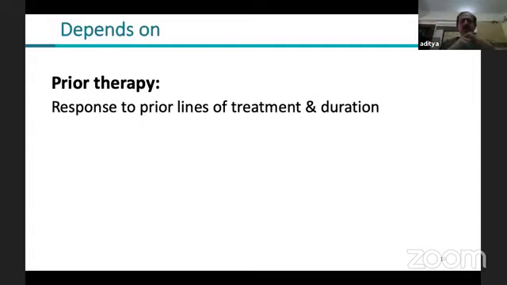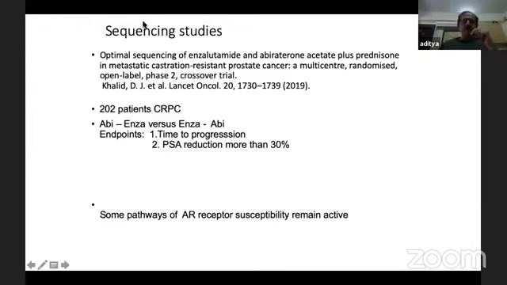Next, you have to look at how much the response was, what the nadir of the PSA was, and how long that PSA stayed stable. Based on these factors, you can decide your next line of therapy. So the question comes to sequencing. Now, what does this mean?